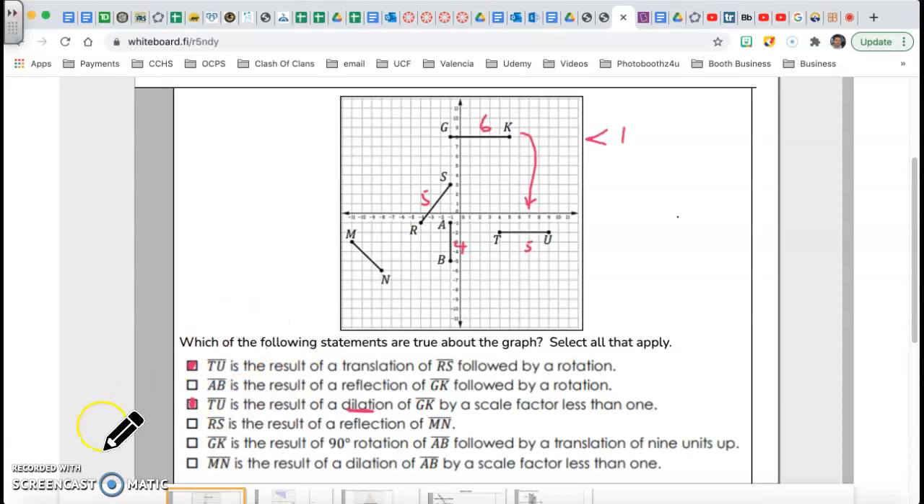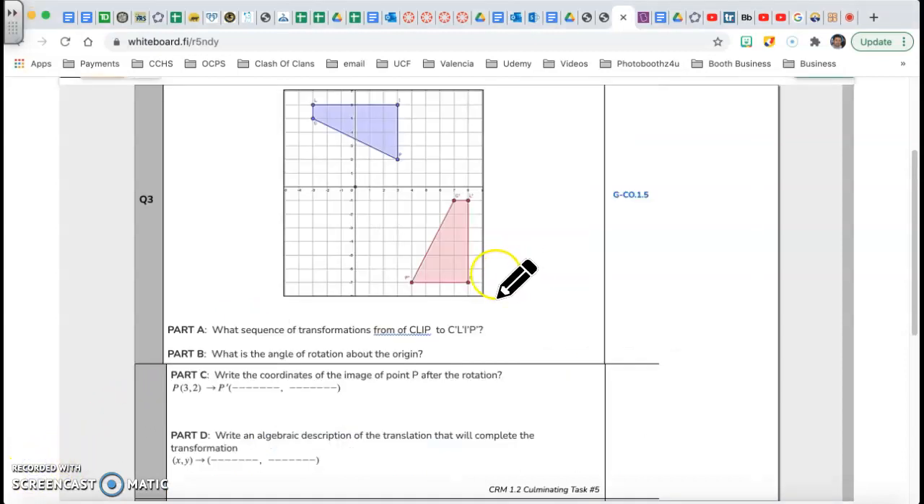All right, let's go to question number 3. Now we have question number 3. We have a diagram, okay? And they're saying, what sequence of transformations from CLIP to CLIP prime. Remember, the prime is the one that is already being transformed. So this is my image. Image is the one that is already being transformed, and the original is your pre-image.